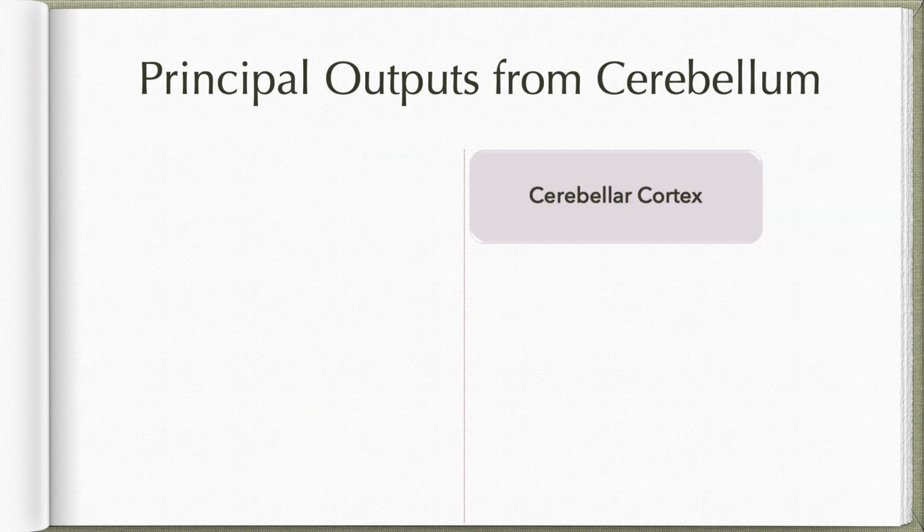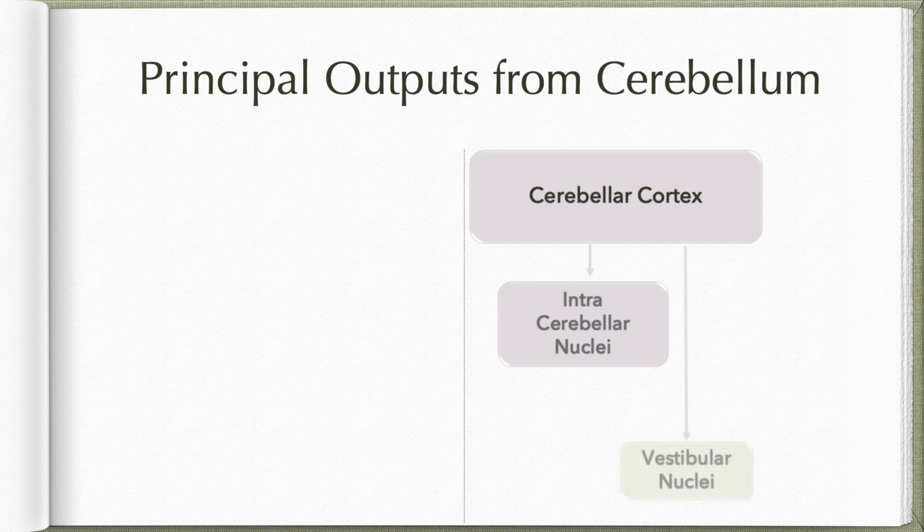Now coming to the principal outputs from the cerebellum. Though the cerebellum has the maximum number of neurons in the entire brain, in fact more than 50% of neurons within its cortex, the cerebellar cortex does not project to any major structure outside the cerebellum. Instead, they will all be projecting to the intracerebellar nuclei. Very few fibers from the cerebellar cortex will project outside the cerebellum. They will be reaching only the vestibular nuclei.